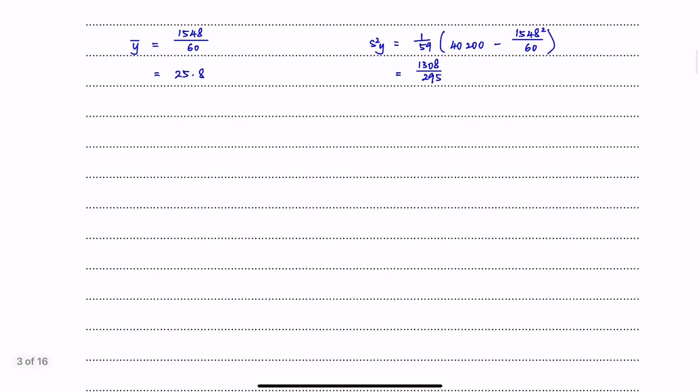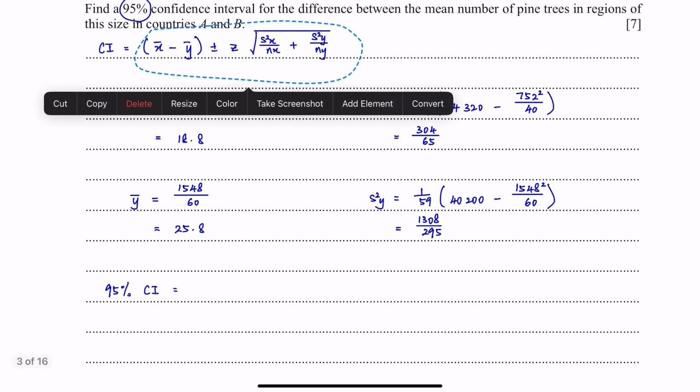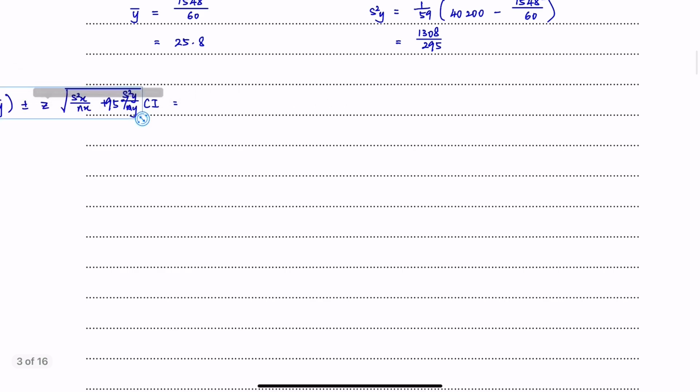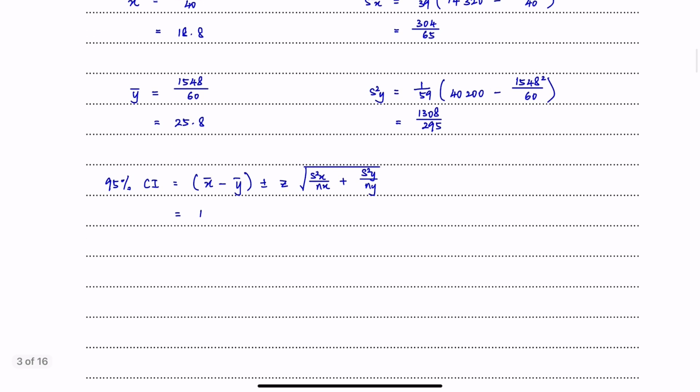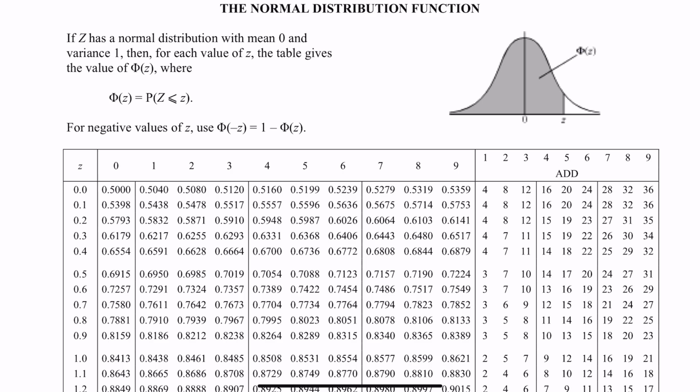So we have the 95% confidence interval. So let's copy this formula down. So we have 18.8 minus 25.8 plus minus the z value. We will need to refer to the formula sheet.